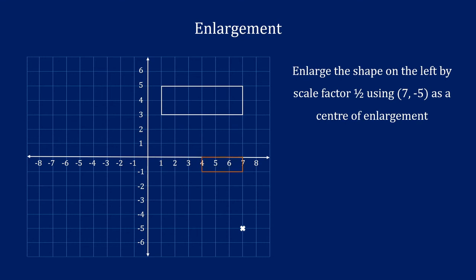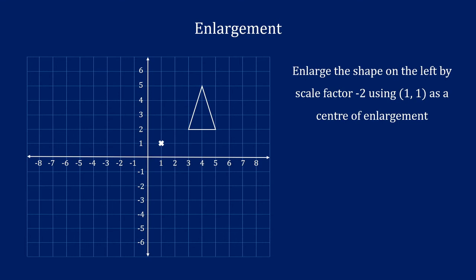Easy peasy? Alright. Finally, enlarge the shape on the left by scale factor -2 using 1, 1 as a center of enlargement. So I already put the center of enlargement over there. So the scale factor is a negative now. How does that change my working out? The answer is it doesn't at all. It's exactly the same working out. We're going to measure the distance, time by the scale factor, draw the new point.